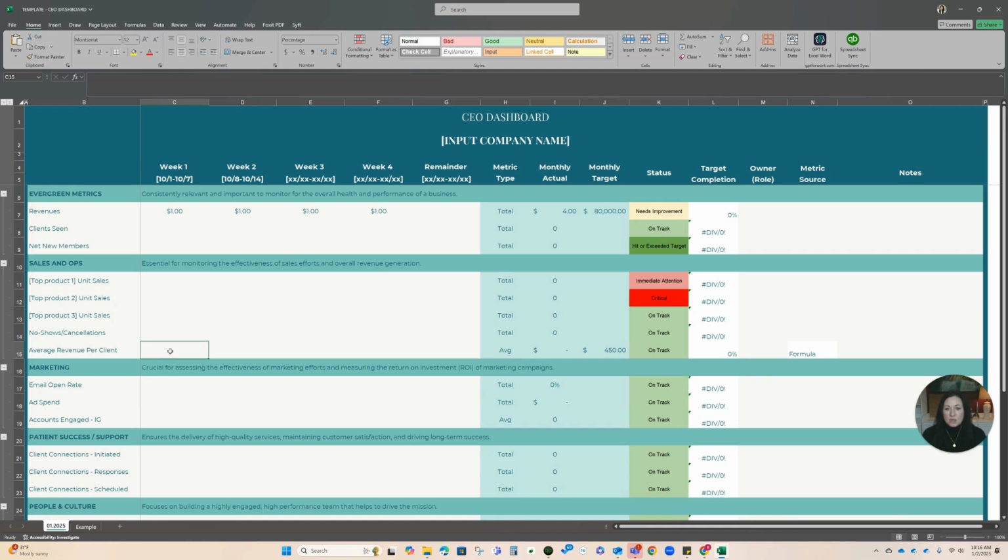And so maybe we're measuring the average revenue per client. Well, that's simply going to be the revenues divided by the patients or the clients seen for that week. So this is going to be a formula. You may not enter anything in here at all. After you have entered the revenues and the clients seen, this automatically calculates for you, right?